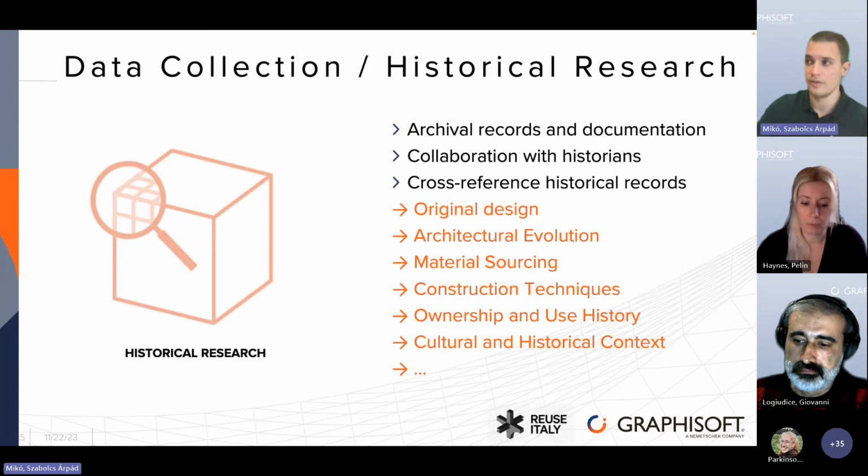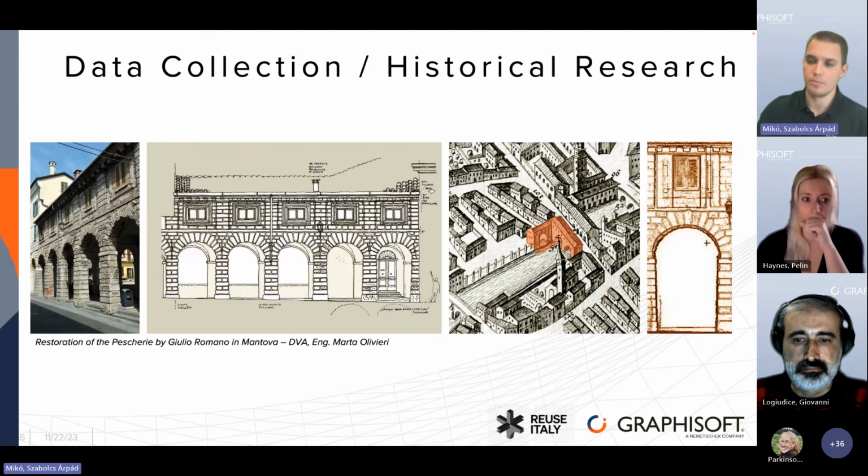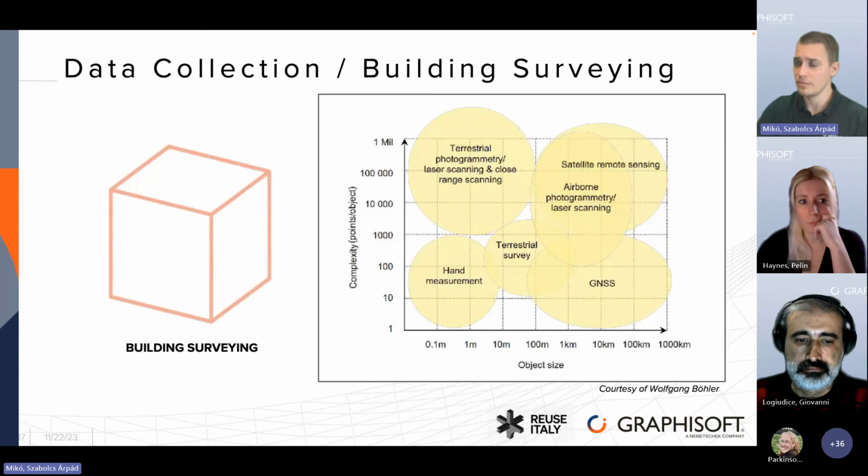Looking at the original design, seeing the building's architectural evolution, the construction techniques that were used for the building, and the ownership and use history of the building. So, for example, in case of one of the projects that our clients did in Mantova, these are just examples of the historic research that helps you to have a better understanding about the building itself.